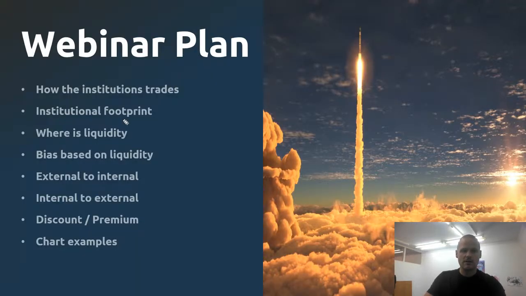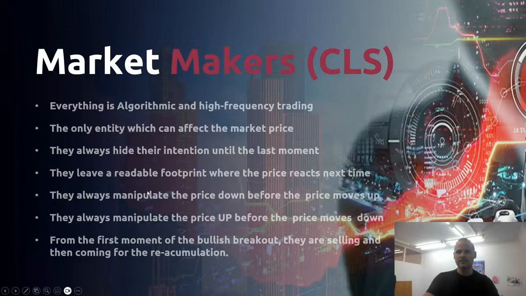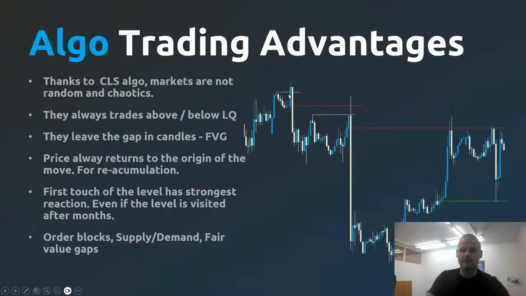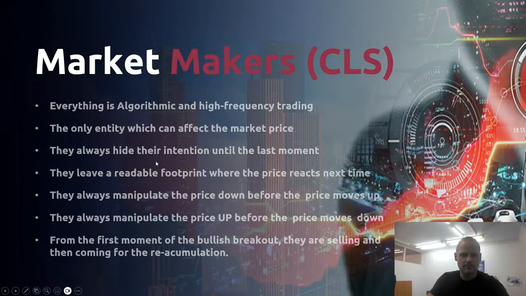So what are we going to do today? How does the institution trade? We will look at the institutional footprint, where liquidity is, which is important, and bias based on the liquidity. External to internal liquidity examples, and internal to external, right? And we will look at what discount and premium zones are on the markets, and obviously we will check the chart examples. So market makers, which is a CLS company, as I already explained in the previous webinars.